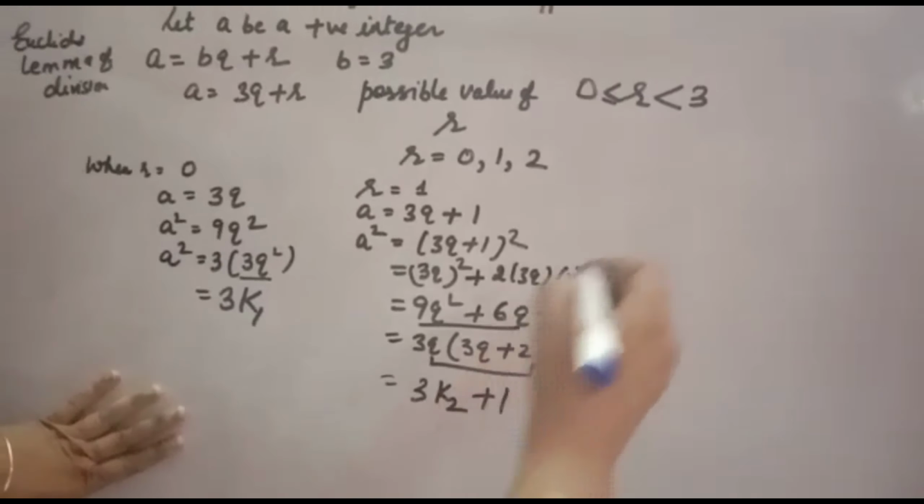Now r is equal to 2. You will put a value, you will get 3q plus 2. Again squaring both the sides, you will get this. Now a plus b whole square, you will open 3q square plus 2 into 3q into 2 plus 2 square. 9q square plus 12q plus 4.